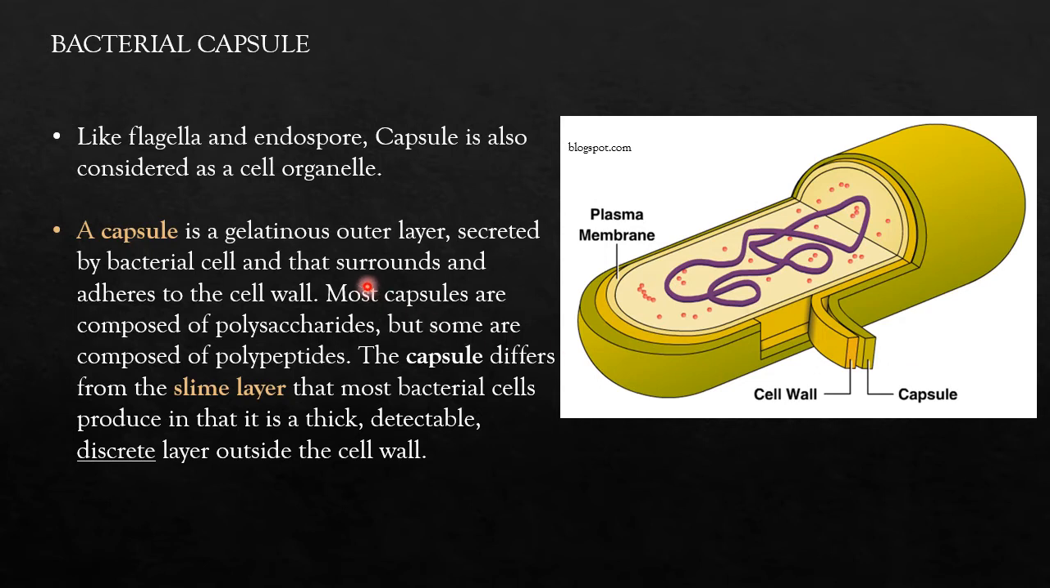So a capsule is what? It is a gelatinous outer layer which is secreted by the bacterial cell and that surrounds and adheres to the cell wall. Okay, it adheres to the cell wall, right? Most of the capsules are composed of polysaccharides, but some are composed of polypeptides also.